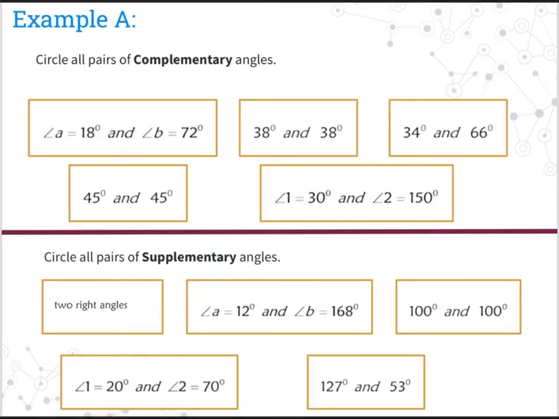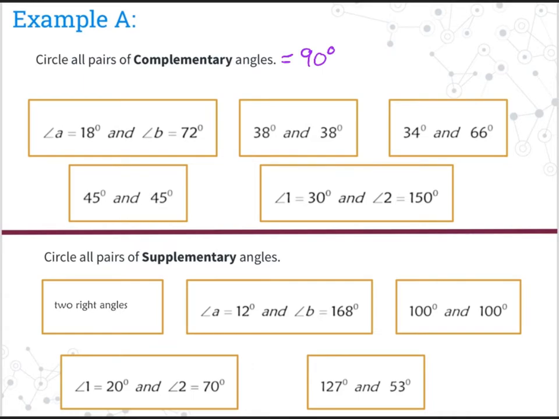So here we are at example A, and it wants us to identify all the pairs of complementary angles on the top and all the supplementary angles on the bottom. So we're going to start at the top with complementary angles, remembering that complementary angles are two angles that add together to give us 90 degrees. A complement is the right thing to do. So a right angle, 90 degrees, an excellent way to remember that.